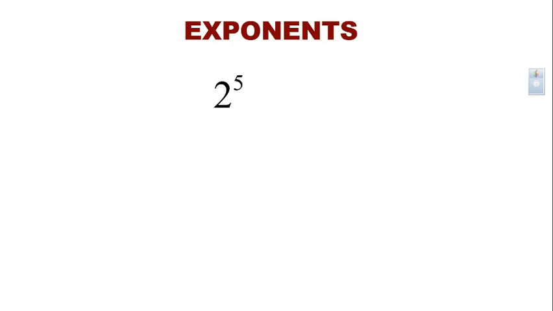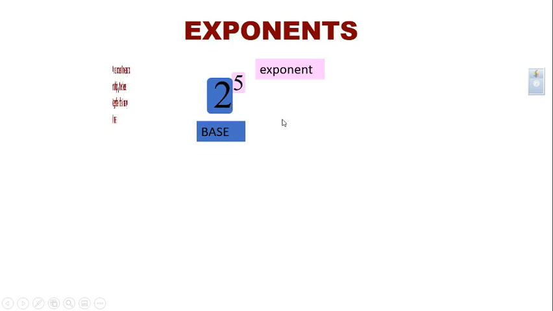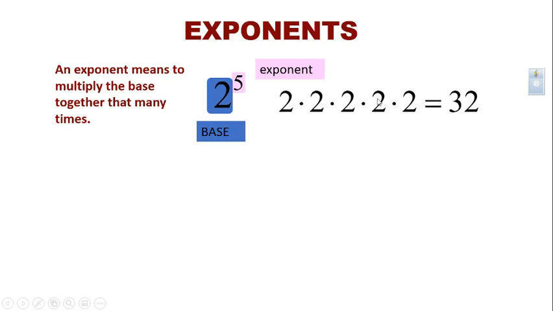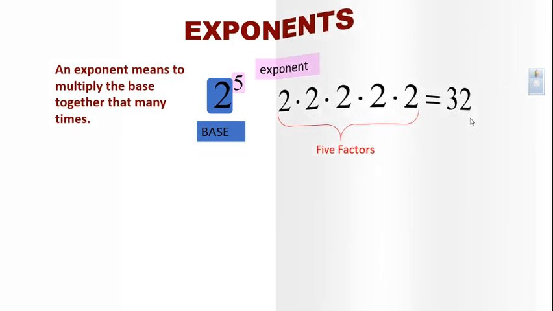The exponent is the number at the top here. So the 2 is called the base, and the 5 is called the exponent. And the exponent tells us how many times we multiply the base by itself. Well, I should say the positive integer exponent tells us how many times the base is multiplied by itself. So 2 to the 5 means 2 multiplied by itself 5 times. So we have 5 factors here, 2 times 2 times 2 times 2 times 2, and that is 32.